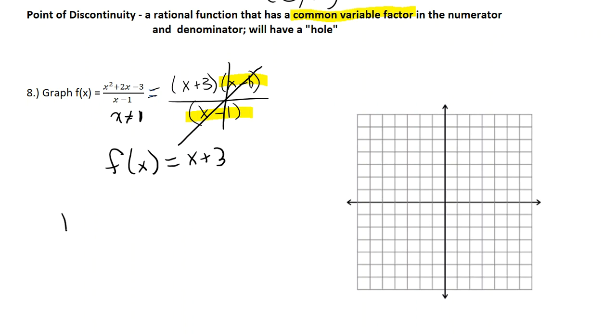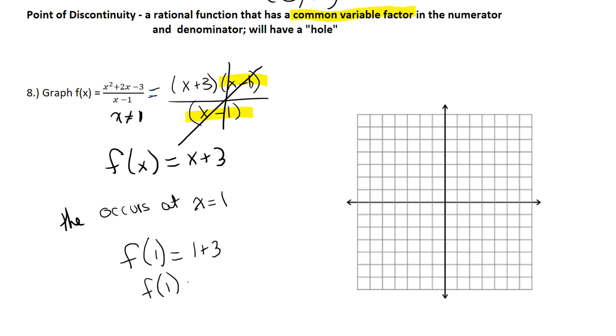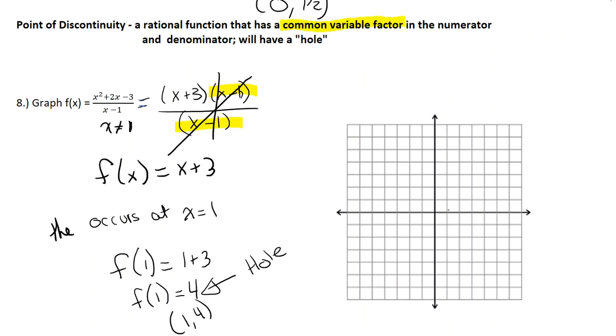So the hole occurs at x equals 1. Now we're going to take the new function and substitute in 1 for x, 1 plus 3. So when x equals 1, the output is 4. This is where the hole occurs, at the point 1 comma 4. So I will put a hole, 1, 2, 3, 4, at this coordinate point 1, 4.